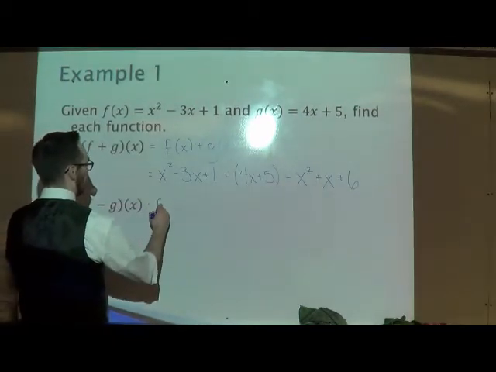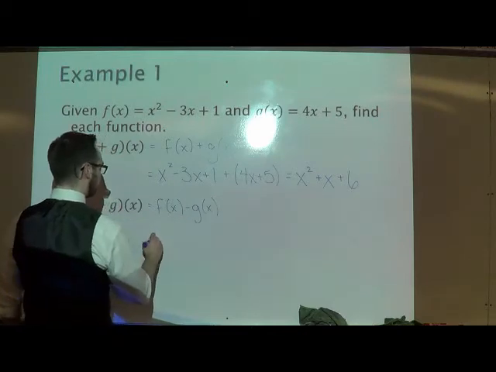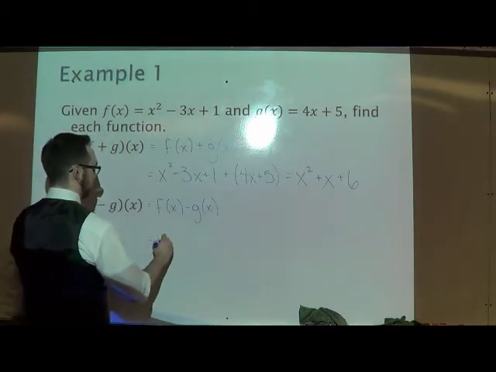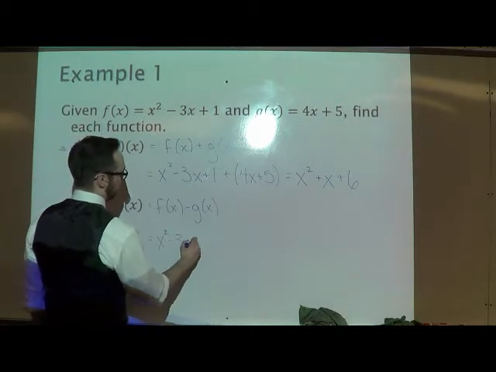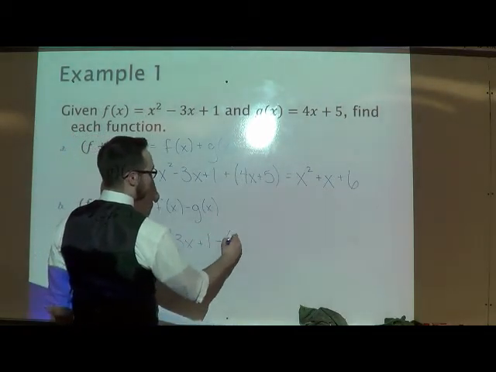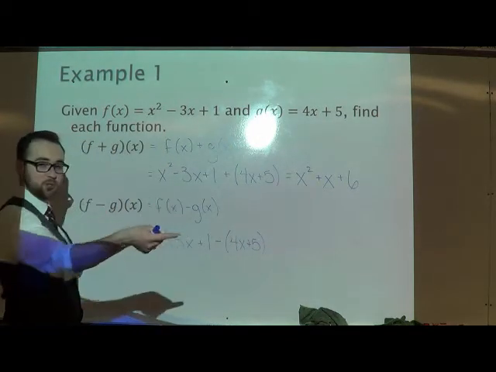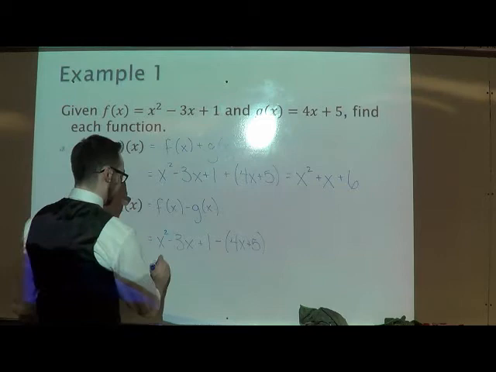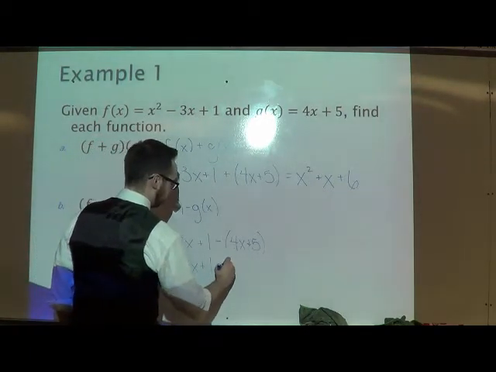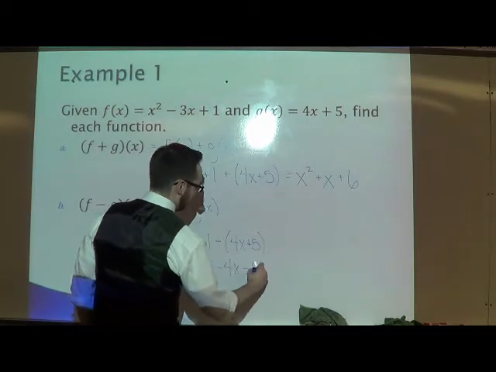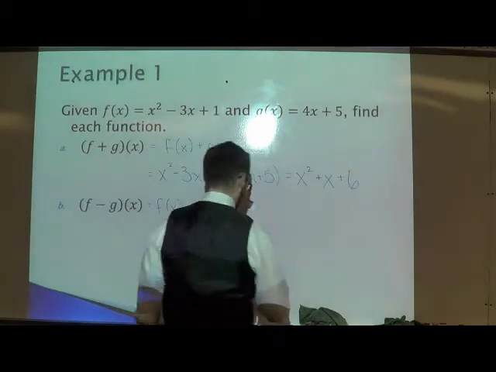So for this one, we're taking f of x minus g of x. So we get x squared minus 3x plus 1 minus the quantity 4x plus 5. Now if you remember, this is where you want to distribute that negative sign. So we're going to end up with x squared minus 3x plus 1 minus 4x minus 5. Make sure both pieces get that subtraction sign.